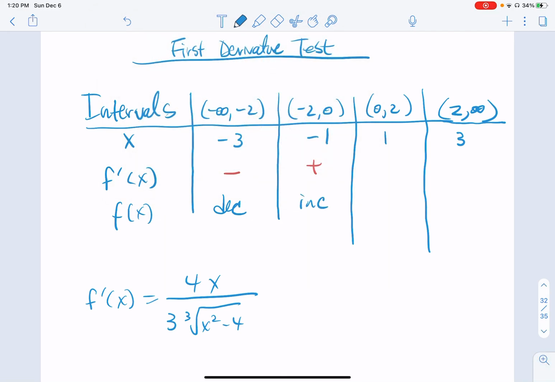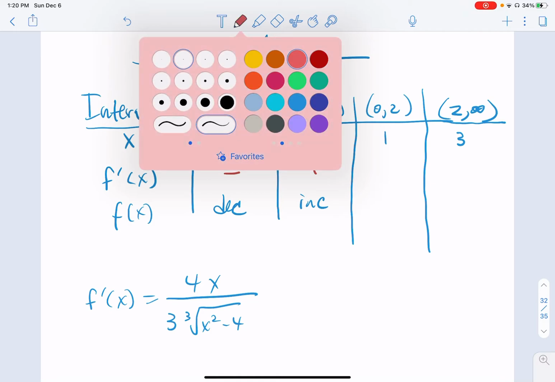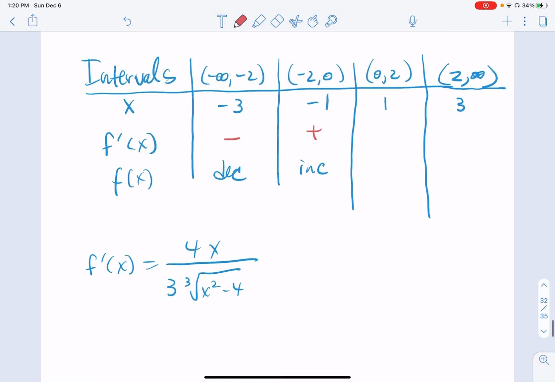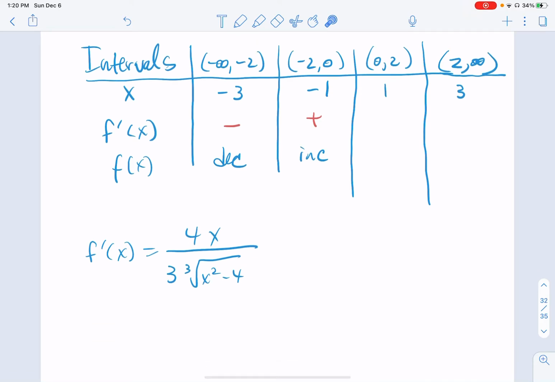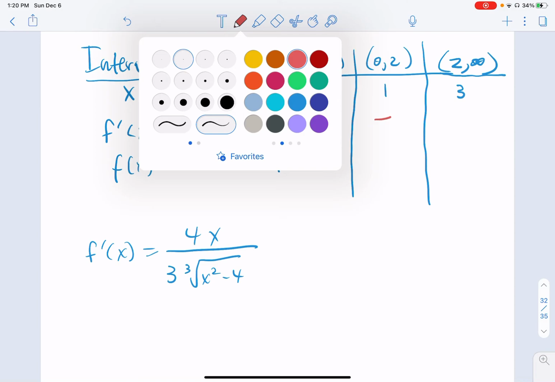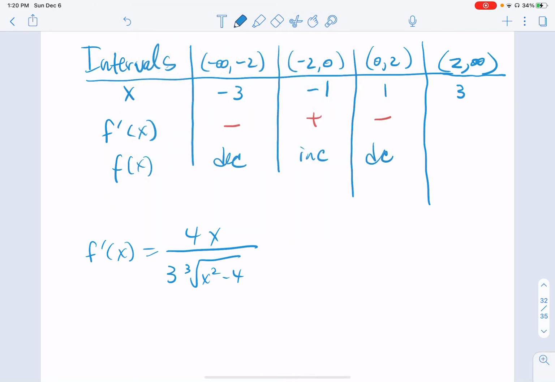All right. I'm wondering if this is going to be completely symmetrical over this whole entire thing? Well, look at our intervals. They seem pretty symmetrical. All right, if I stick in 1, 1 here is going to be positive. 1 down here is going to make this 1 minus 4 a negative number. Cube root of a negative is negative. Positive divided by negative is negative. So f is decreasing. That's what that says. It says decreasing. Take my word for it.